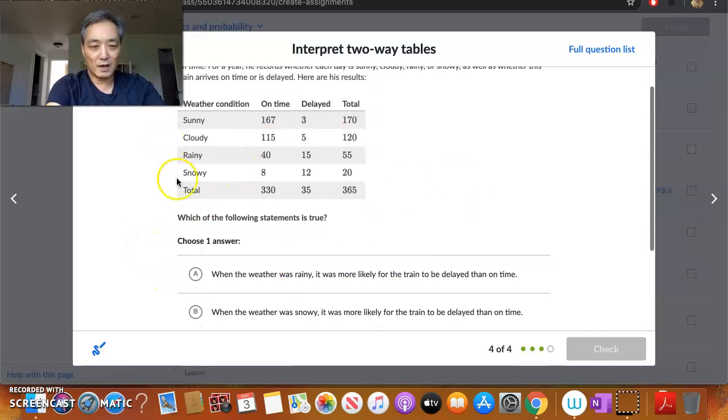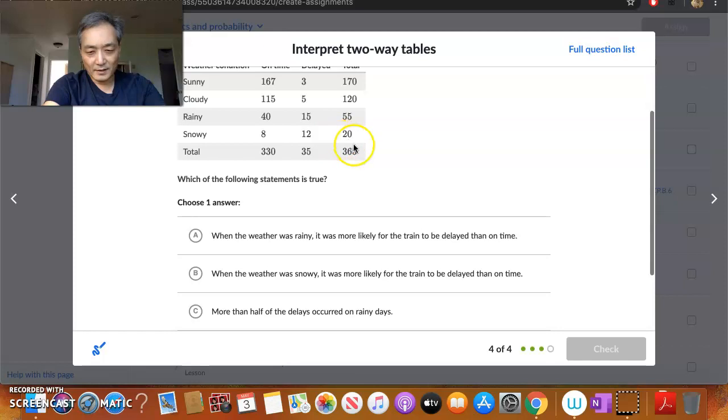Okay, so this is not just row relative or column relative, right? This is both. This is both column and row relative, so we can make comparisons between rows and between columns. Okay, good, because they give the totals too. Okay, they gave the column totals as well as the row totals. All right, and we see that the number on the bottom right, that is your total, 365 days per year.